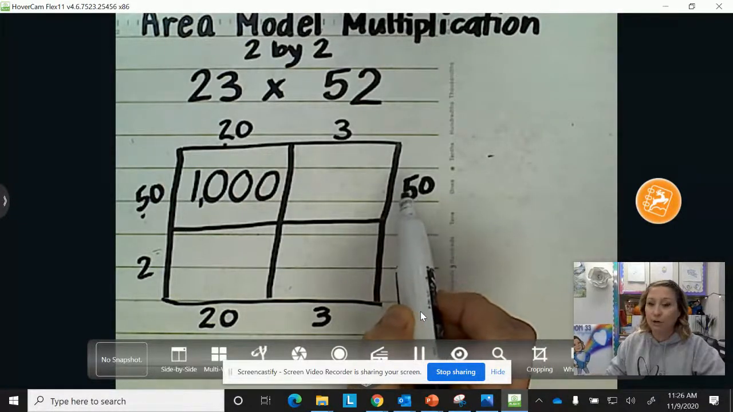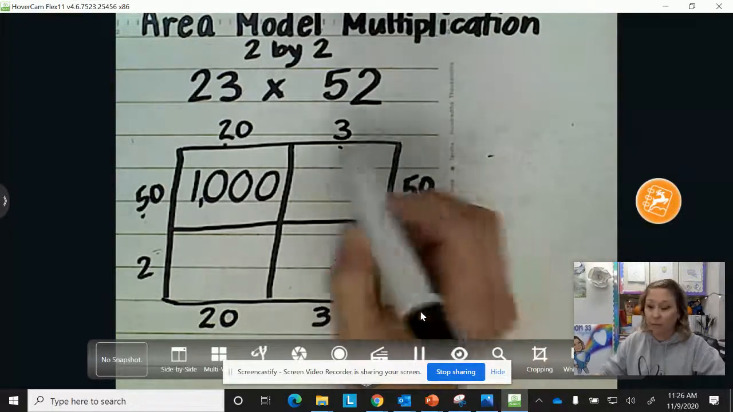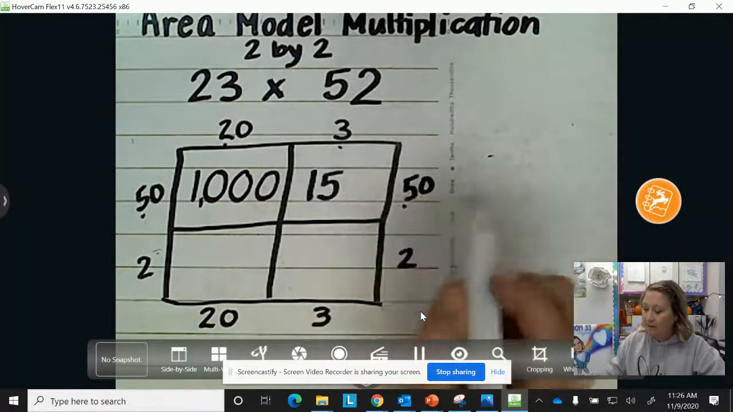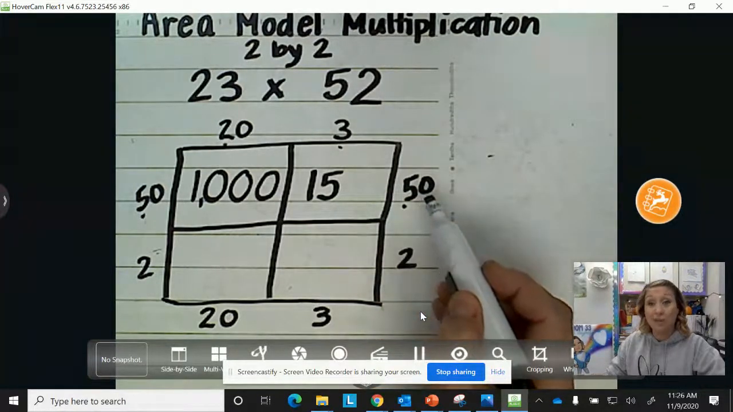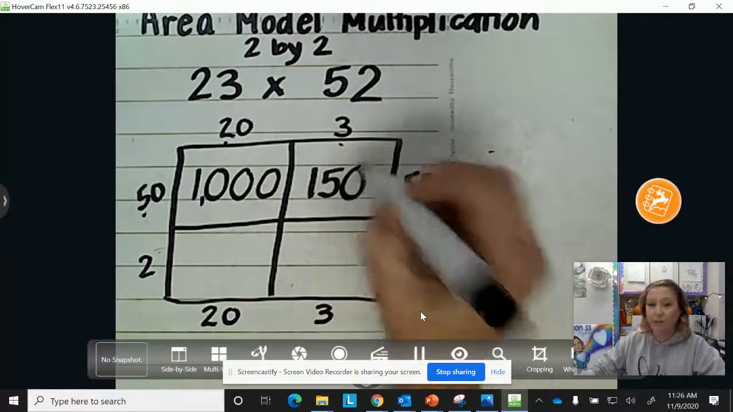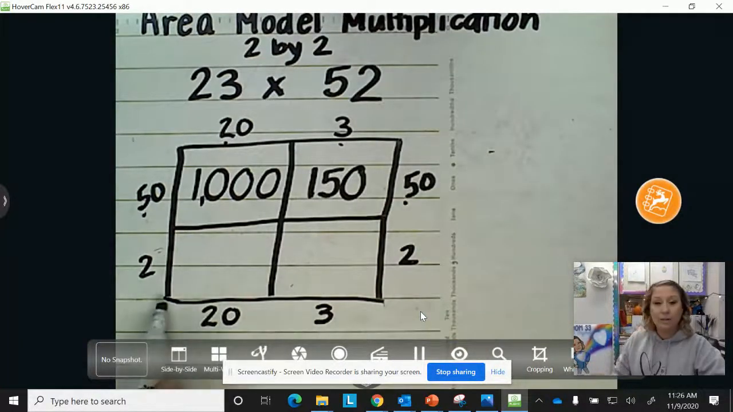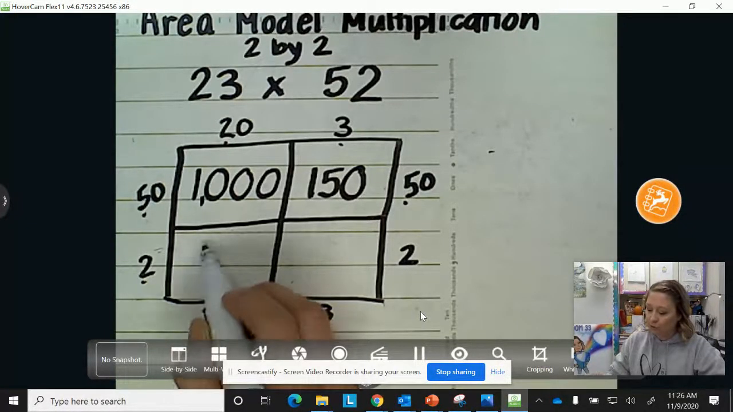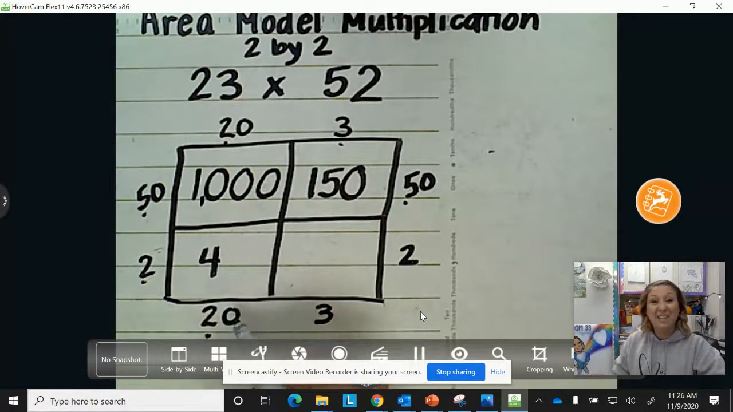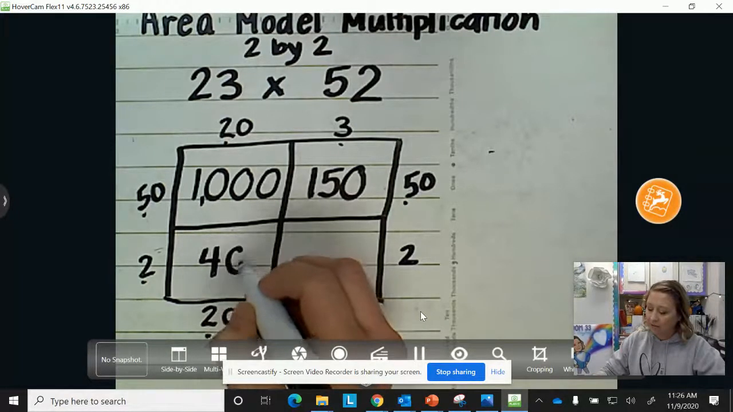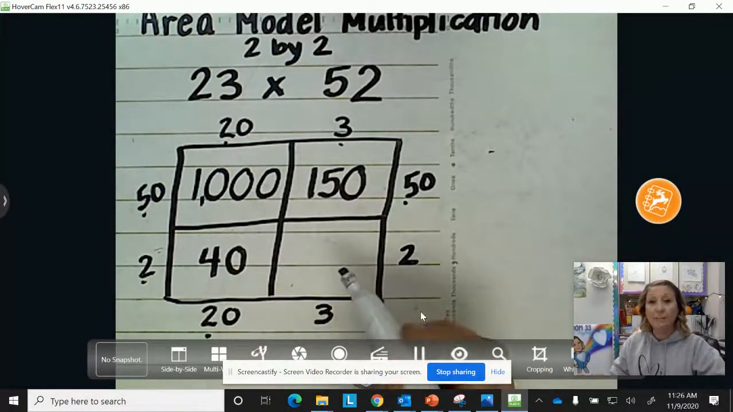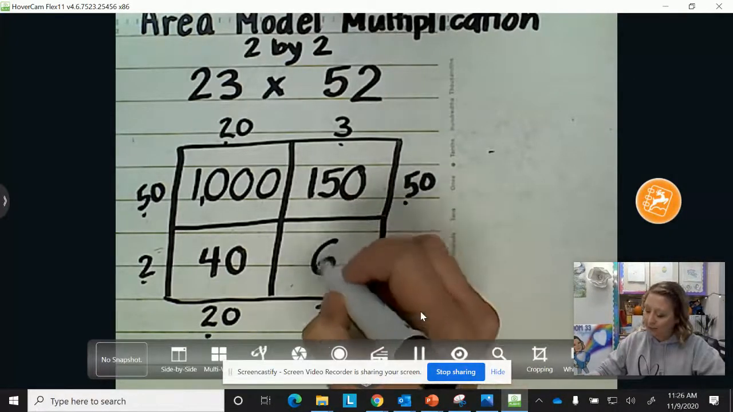When I come over here, I'm going to multiply 3 times 50. Again, let's multiply our real numbers: 3 times 5, which we know is 15. And then let's add that 0 on that's hanging out here to make it 150. Let's come down here and do this box. We're multiplying 2 times 20. Let's multiply the real numbers: 2 times 2, which is 4. And let's add this 0 back on that's hanging out on the outside, to make it 40. For our last box, all we've got to multiply is 3 times 2, which we know is 6.